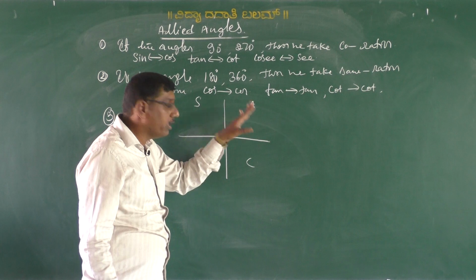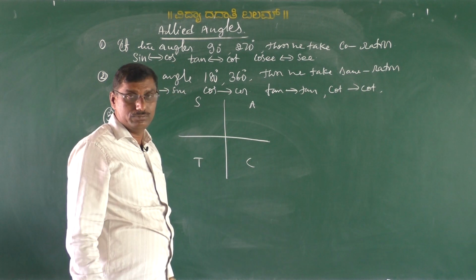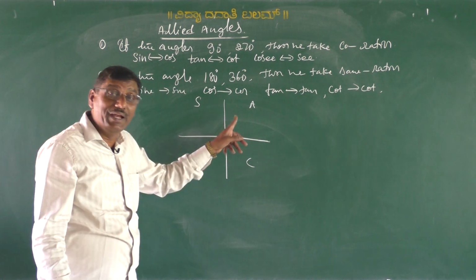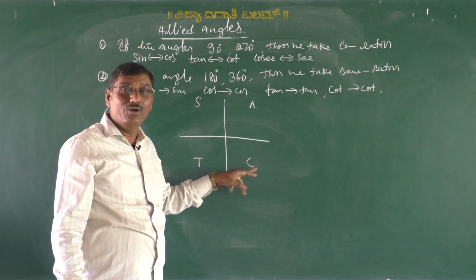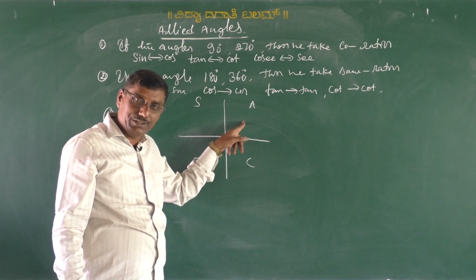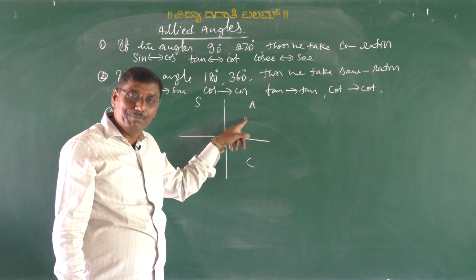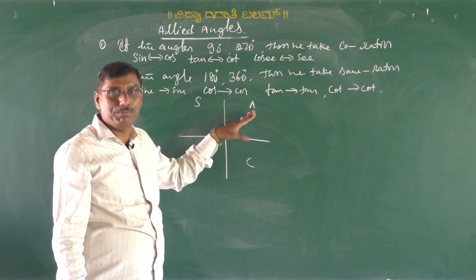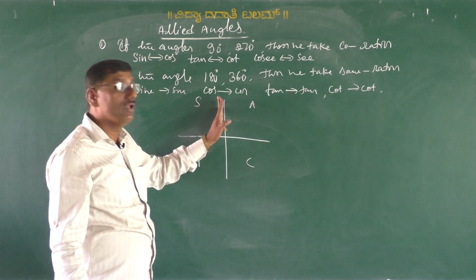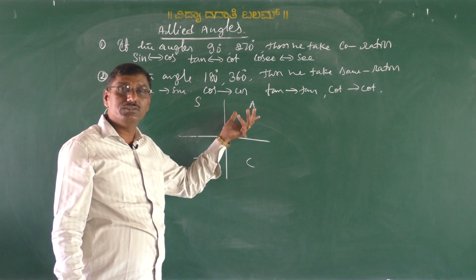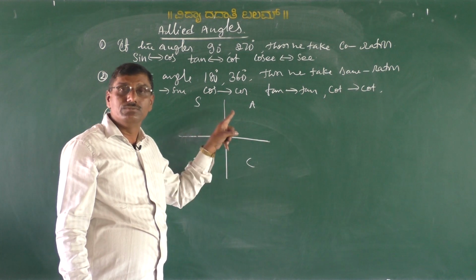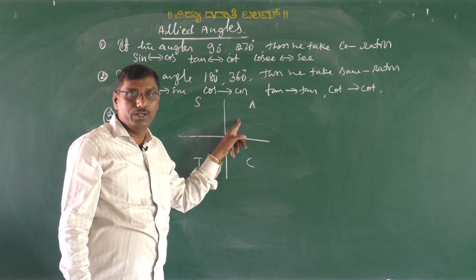In this quadrant, the angles are theta, 90 minus theta and 360 plus theta, isn't it? That is, the angle lies between 0 and 90. The allied angles are 360 plus theta, 90 minus theta and theta.